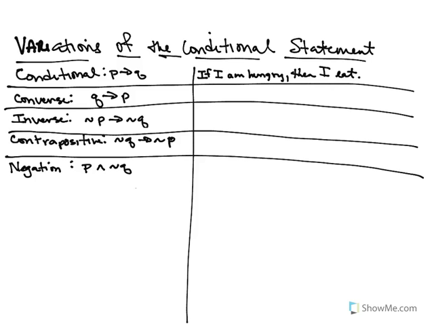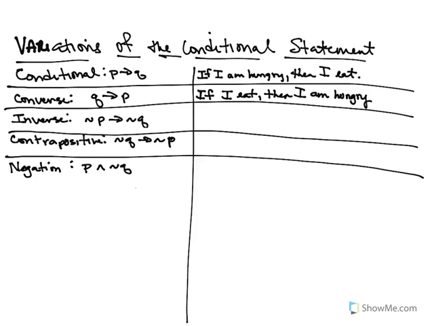Then we have a variation which is called the converse. So you have to be able to understand if asked for the converse, inverse, contrapositive, or negation of a given conditional, you should be able to write it in the correct form. So the converse is the conditional swapped, right? So if Q, then P. So given the original conditional statement, the converse would be if I eat, then I am hungry. So the Q and the P swap positions. That's all that's happening here.